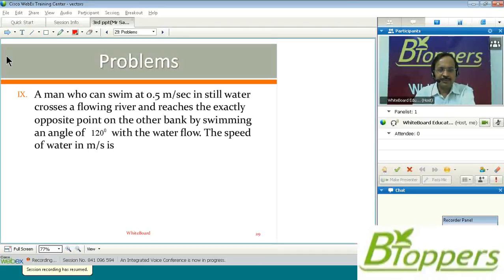Look at the next problem, problem number 9. A man who can swim at 0.5 meter per second in still water crosses a flowing river and reaches the exact opposite point on the other bank by swimming at an angle of 120 degrees with the water flow. The speed of water in meter per second is. You can see the options there. If you want to try the problem yourself first, you can take a pause and try the problem.